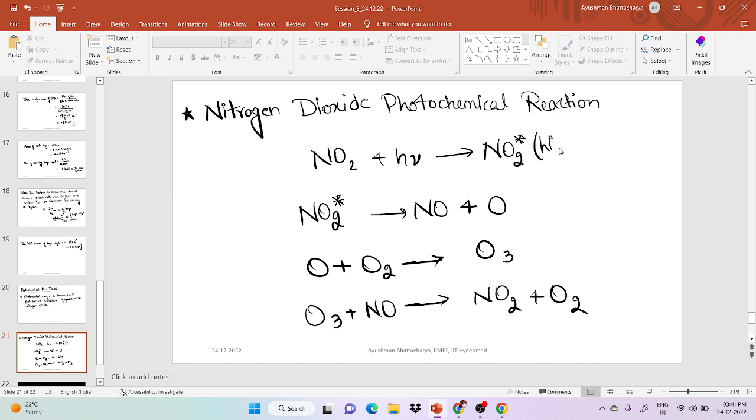So this is basically a highly energized molecule. After the absorption of ultraviolet light, NO2 forms a highly energized molecule. Then it splits down to nitric oxide and an oxygen atom. This oxygen reacts quickly with molecular oxygen O2 to form ozone. Then this ozone again reacts with the NO, and NO2 and O2 are formed.